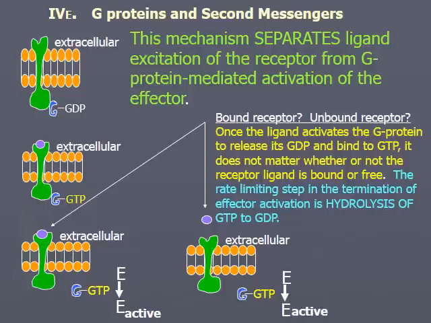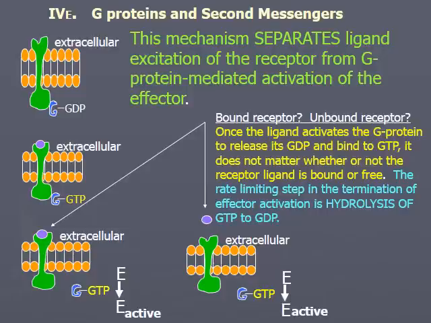G protein coupled receptors lend themselves to a mechanism that separates ligand excitation of the receptor from G protein mediated activation of the effector. So what does that all mean? Well, if you look here in the upper left, you see that there's a G protein coupled receptor not activated. Immediately below that we see agonist binding, the G protein picking up a GTP molecule, and now in the bottom left acting on the effector enzyme. And notice what has happened from the bottom left to the bottom right. The G protein is still acting on the effector enzyme even though the drug has now fallen off.